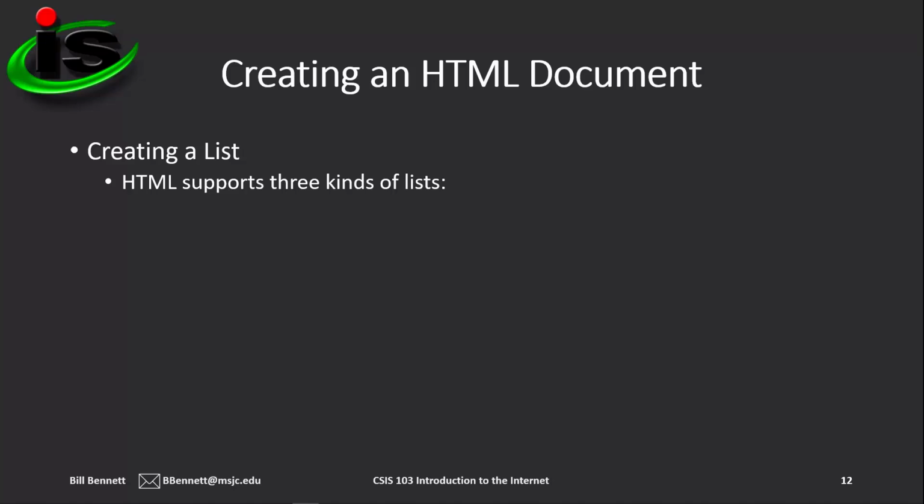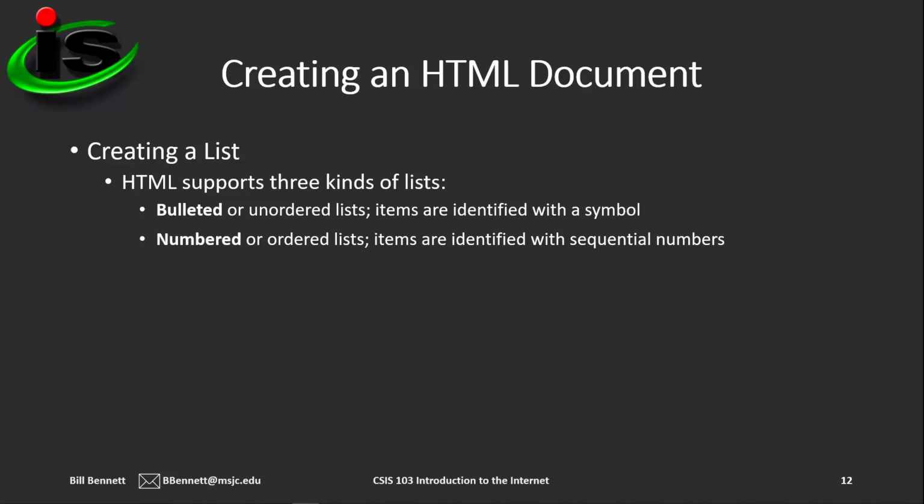HTML supports 3 kinds of lists. You've already seen the bulleted or unordered list, where the items are identified with some sort of a symbol to the left. A numbered list or an ordered list identifies the items in sequential order.